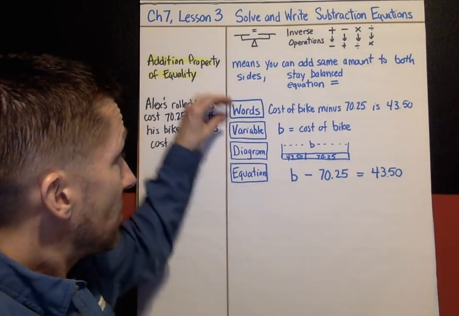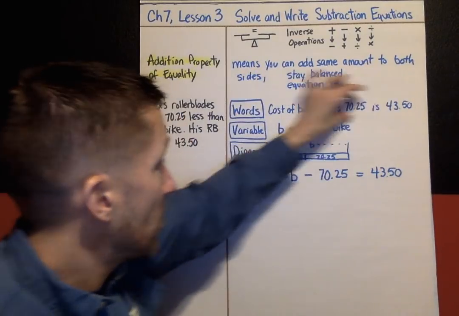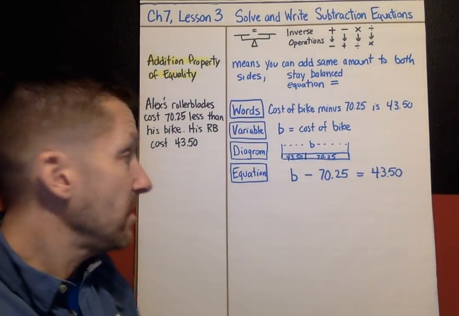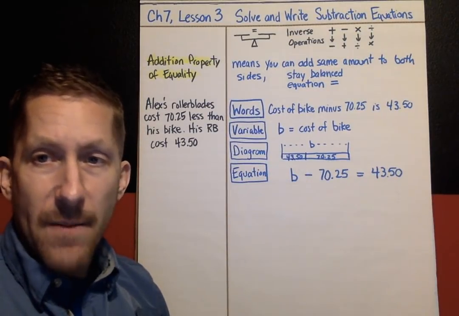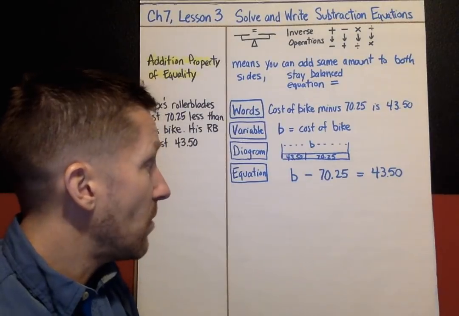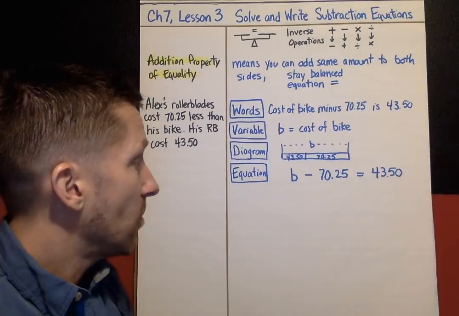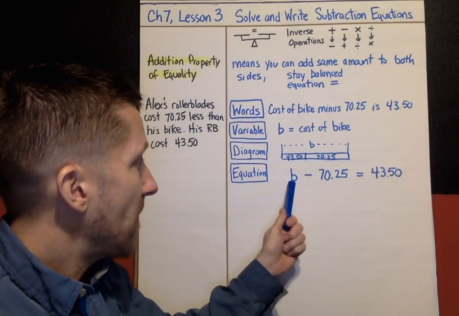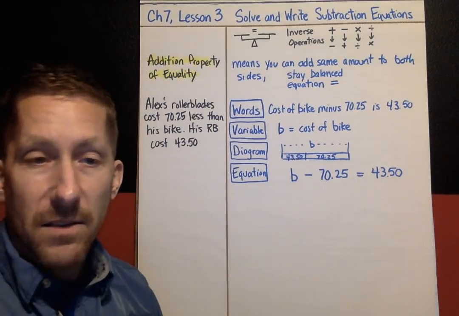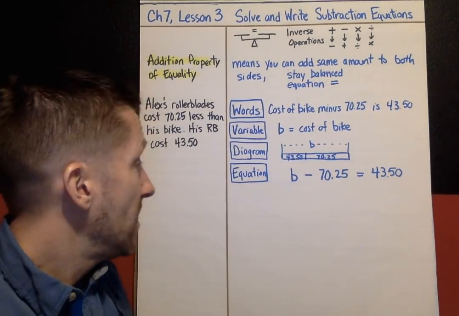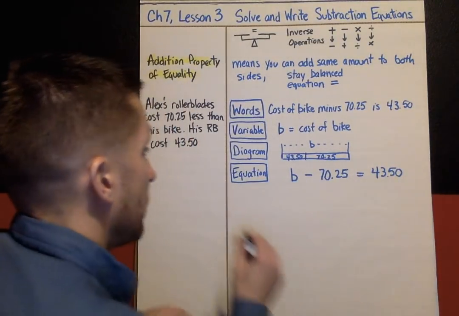And to do that, we went through the steps. Come up with a statement in words that summarizes the whole thing. Assign a variable. Make a diagram if that helps your thinking, and come up with an equation that translates from the words you came up with. Cost of the bike, take away $70.25, is the cost of the rollerblades, which is $43.50. So now we have an equation, and now we're going to talk about solving it.